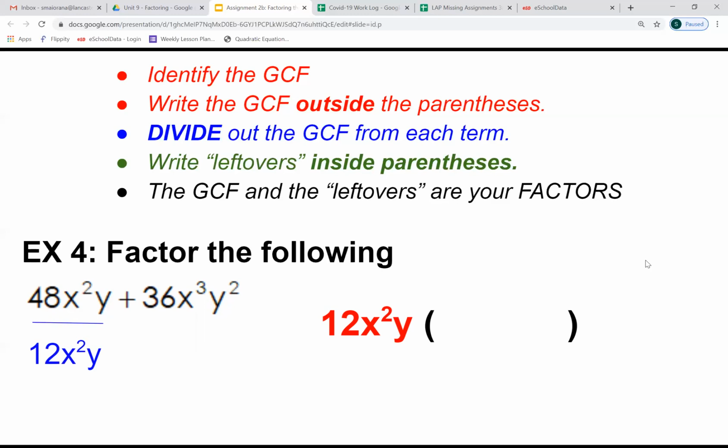So here 48 divided by 12 gives me 4. X squared over x squared cancels. Y over y cancels, so I'm just left with the 4.